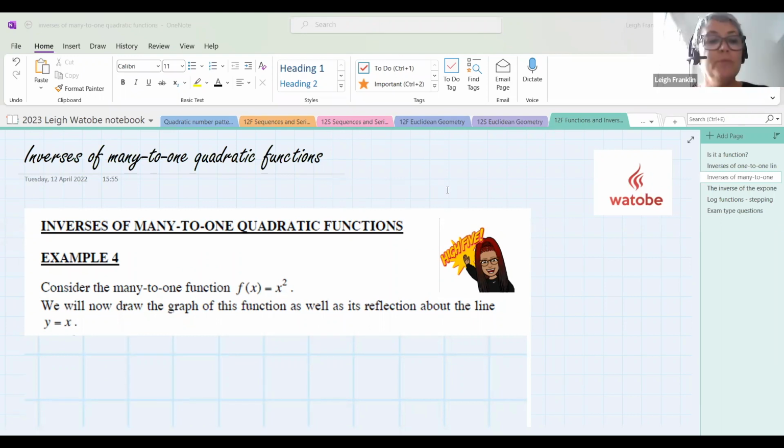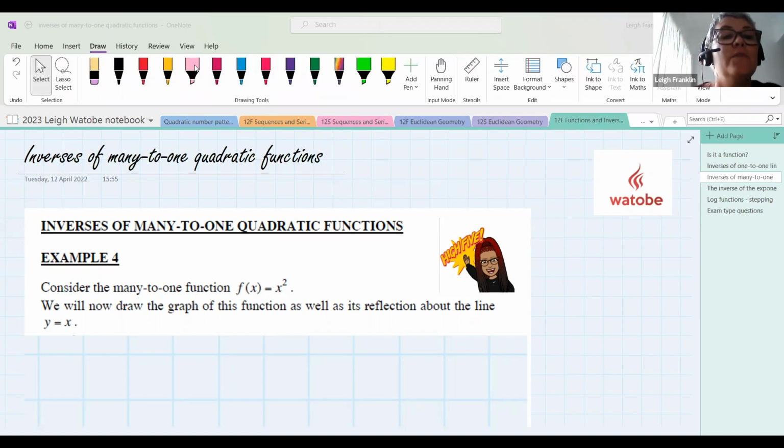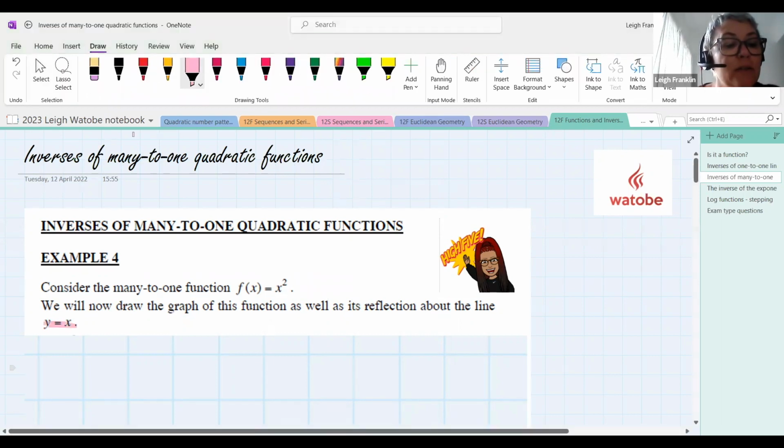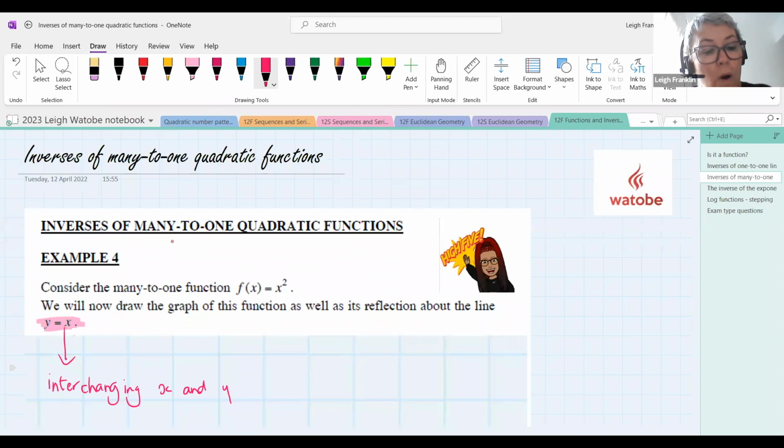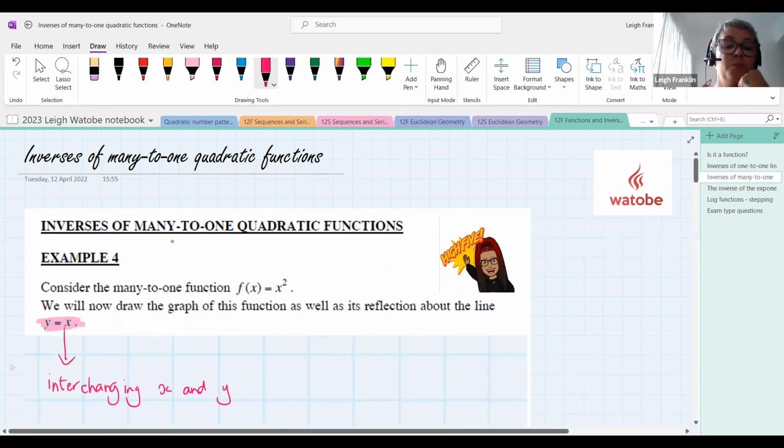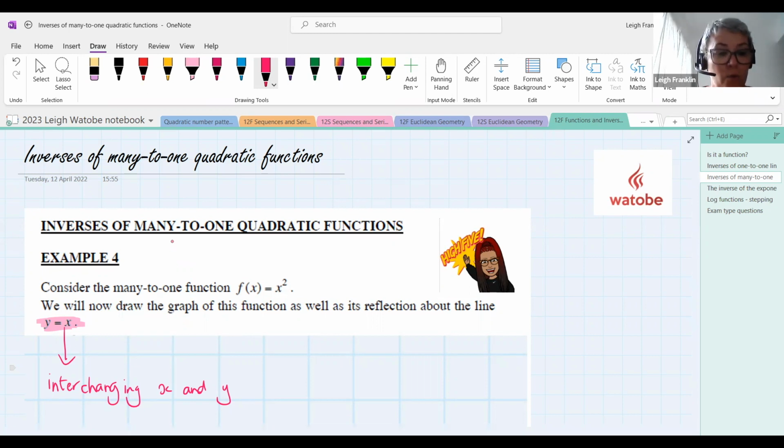So we've learned by now that when we reflect something over the line y equals x, it means exactly the same thing as interchanging x and y. An inverse can be looked at in 2 ways, if you recall. Either we switch x and y around, and then our graph has also been reflected over the line y equals x.